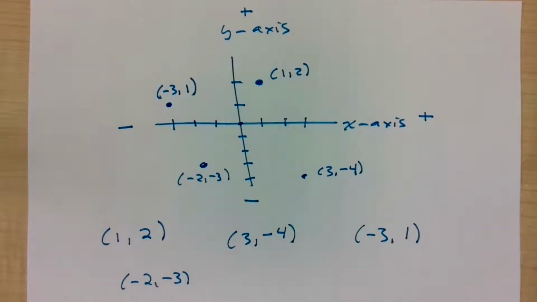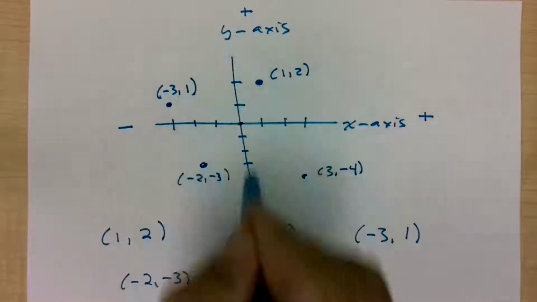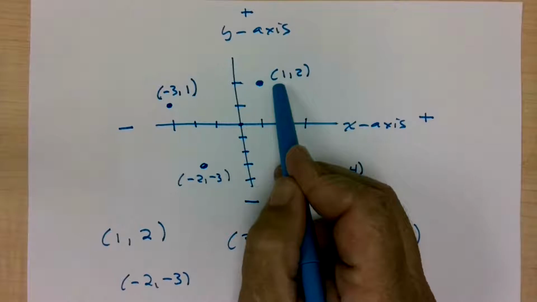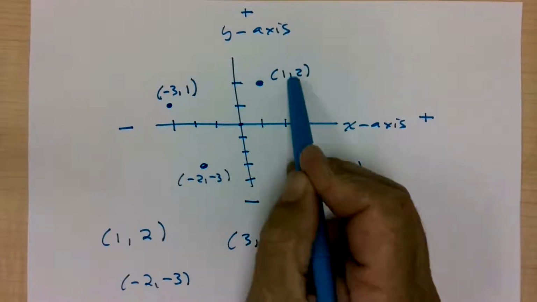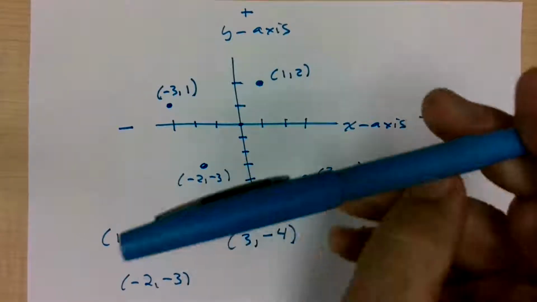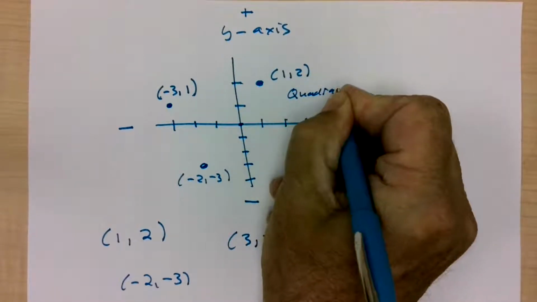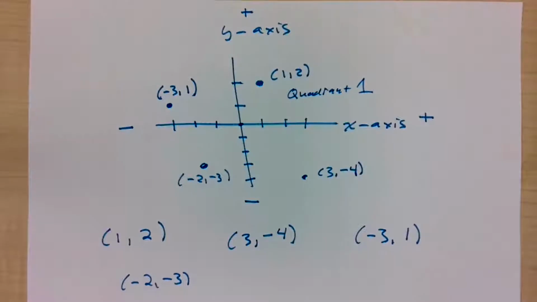Now you'll notice something. My xy-plane separates into 4 regions. This region where the x value and the y value are positive, to the right and up. Everything up here is called quadrant 1. So in that situation, x and y are both positive. We're in the upper right-hand corner.